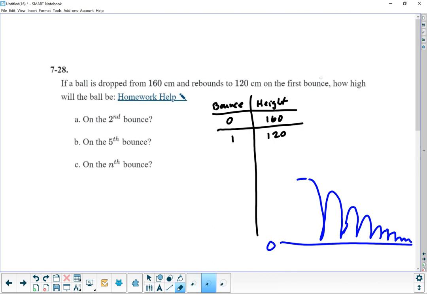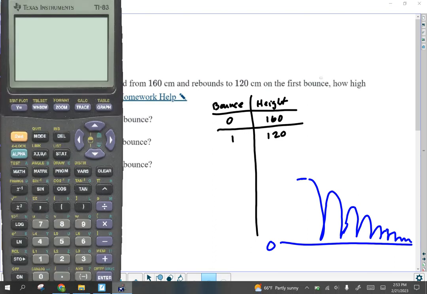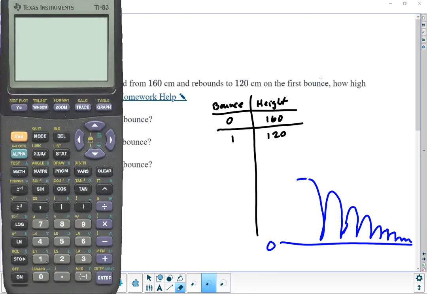Well, that means that it's a percent of what we lose, and it will never actually lose all of it. So the way we're going to do this is we're going to look at where it is after one bounce, which is 120, and then how much we lose out of the original amount. So we're going to divide it by 160. It's kind of like if you got 8 out of 10, you would go 8 divided by 10 and see what that is, right? And that would be 0.75.